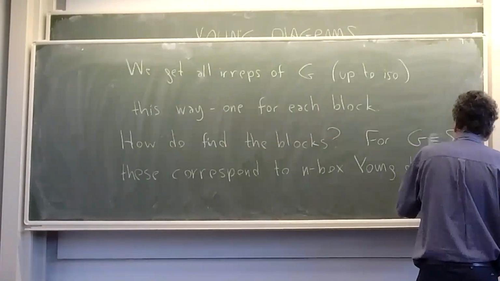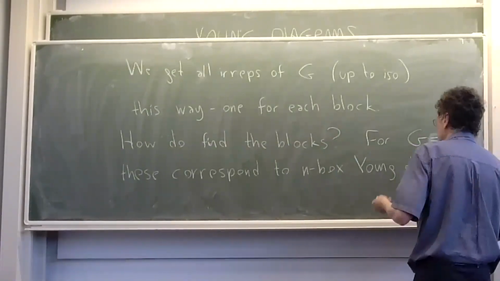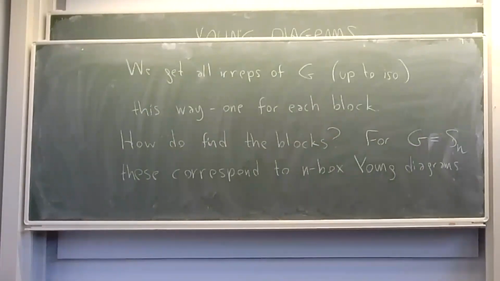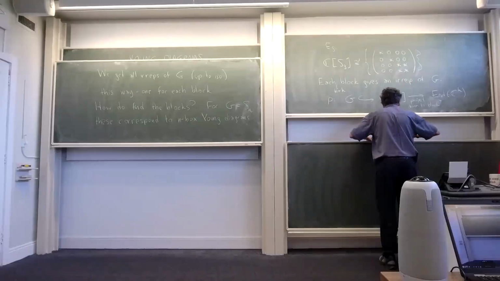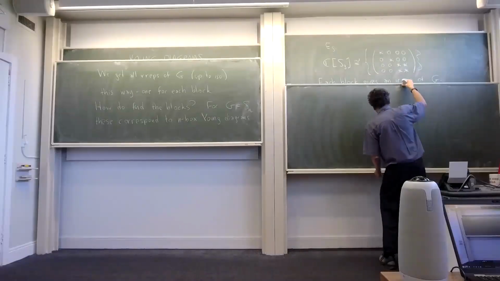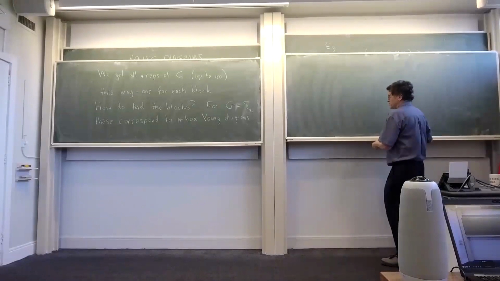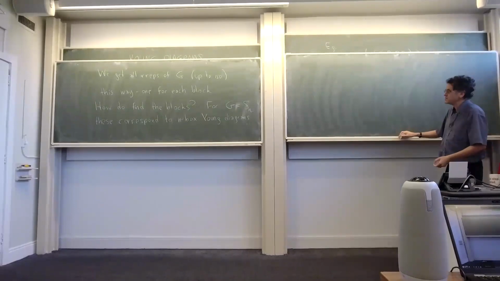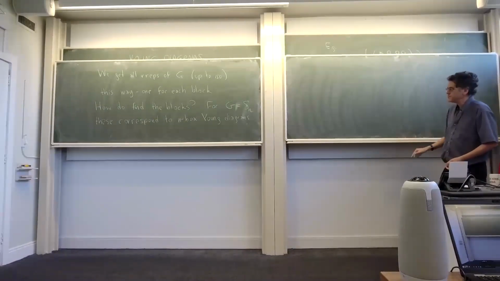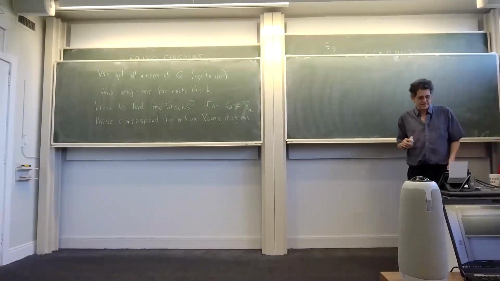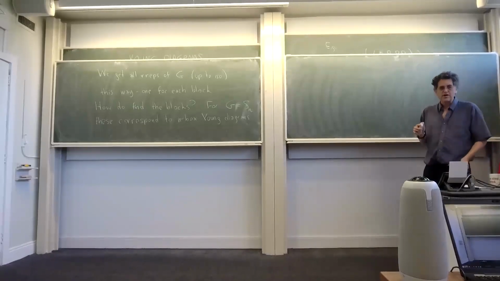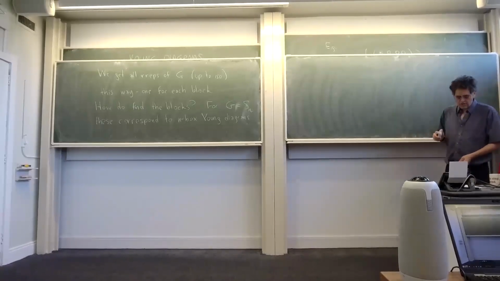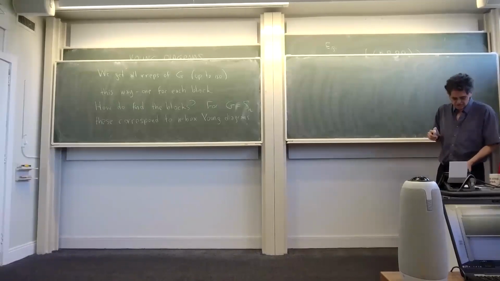So once you believe that, then you will believe that we get one irreducible representation of our symmetric group for each n-box Young diagram. And we'll sort of see how that works. As always in mathematics, if you're trying to figure out how to get something, it's very often good to pretend you already have it and then see what it's like, and then you can use that to figure out how you would get it.